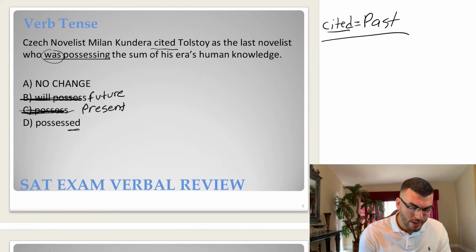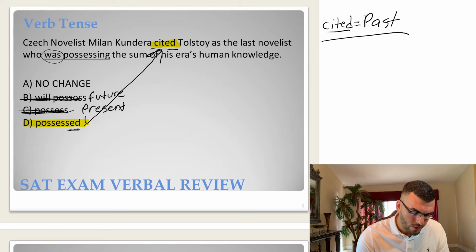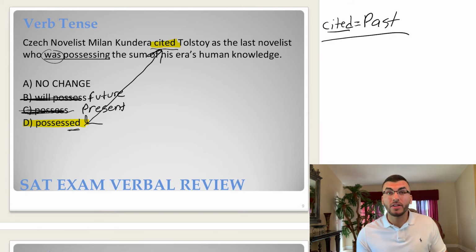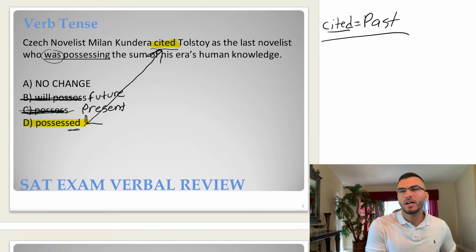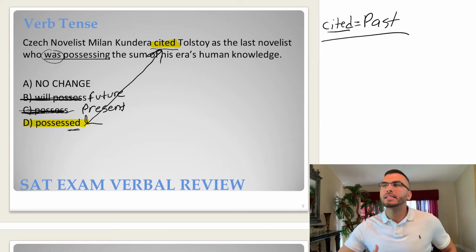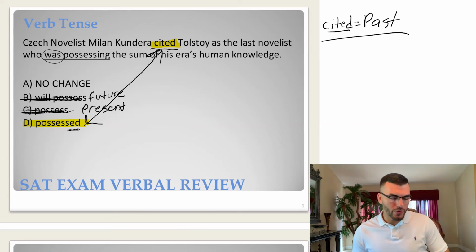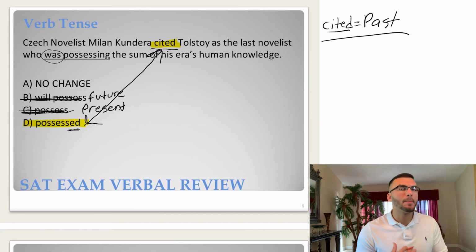The correct answer is D, possessed. First and foremost, it's the same structure as cited. Possessed, cited. Don't those look constructed similar with an ed at the end? So that's your first clue. And then was possessing, it's a past continuous. It started in the past, was, but possessing means it's continuing on to the future. So D is a better answer choice.